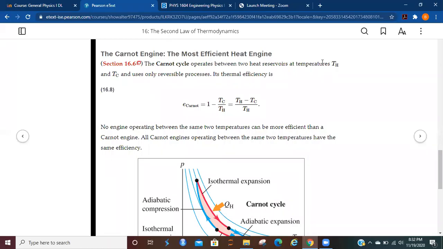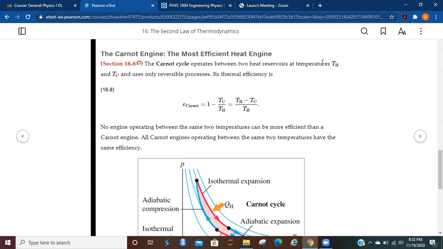This is going to be section 16.6. We're going to be discussing the Carnot engine, the most efficient heat engine. So the Carnot cycle operates between two heat reservoirs, temperature T sub H and T sub C, and uses only reversible processes, so you don't lose any energy through an irreversible process.